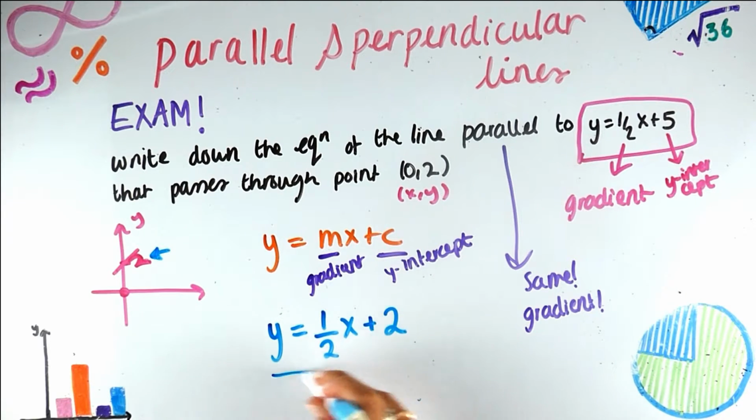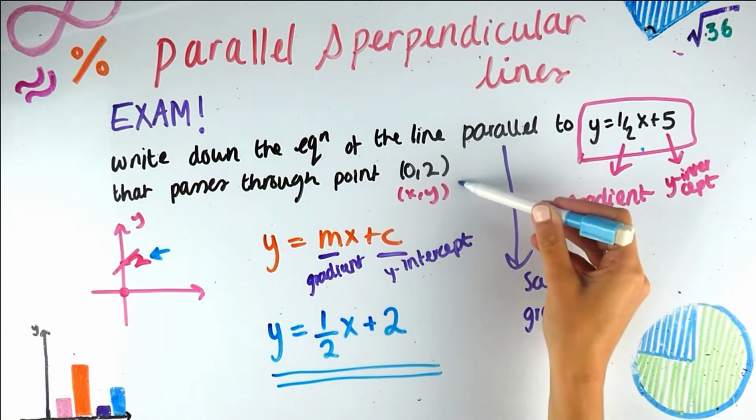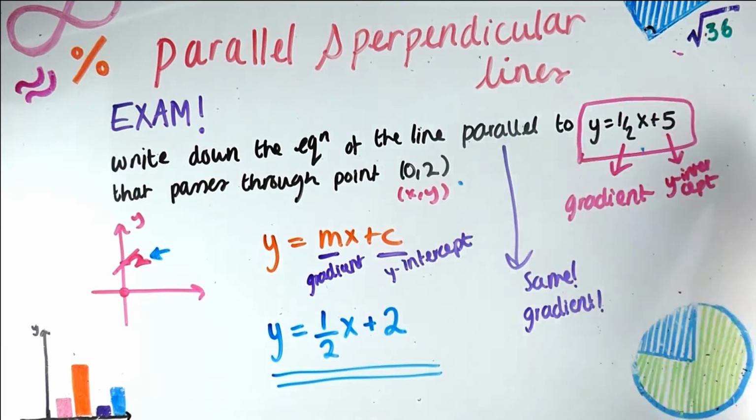And there we have our equation of a line, using the gradient from the line it gave us in the question and using the point which was the y-intercept.